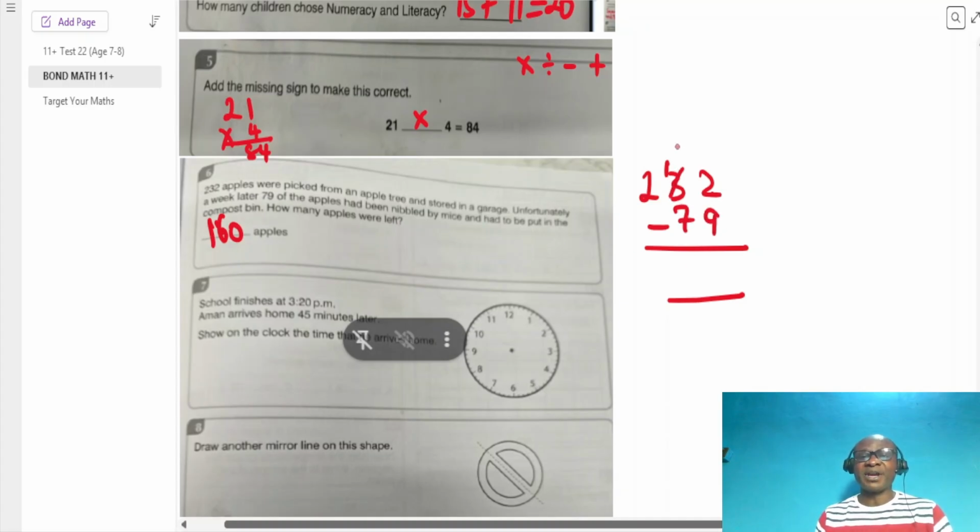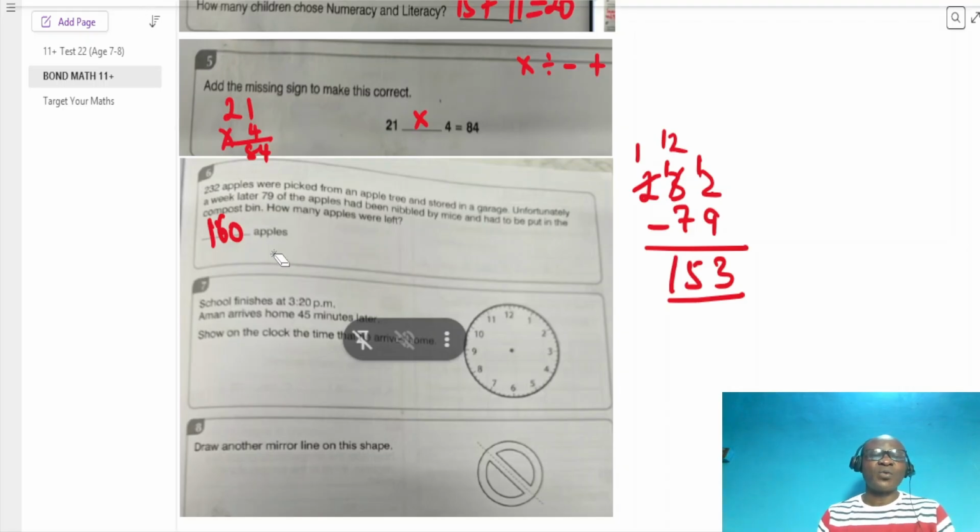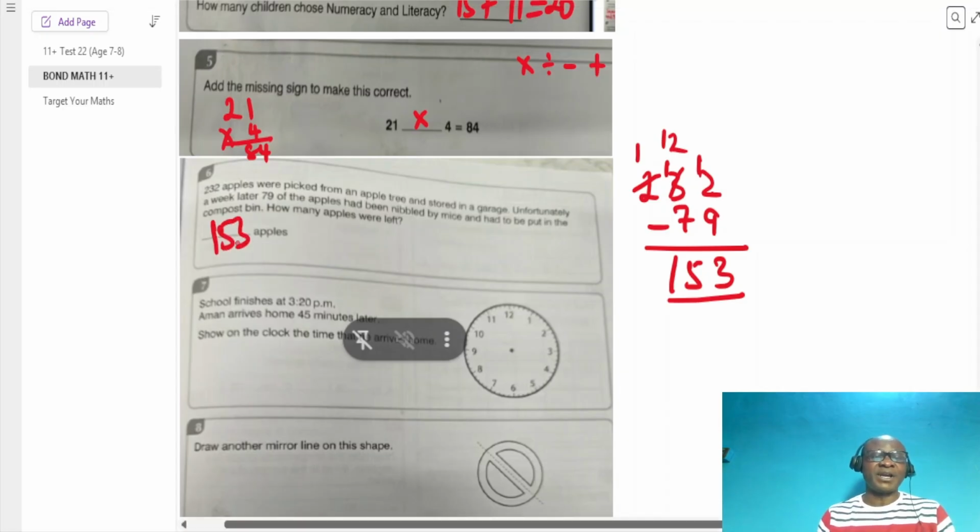Borrow 1 from 3, it will remain 2. Put it on 2, it becomes 12. 12 take away 9 gives us 3. Borrow 1 from 2, remain 1. Put it on 2, that is 12. 12 take away 7 is going to give us 5. Then bring down 1. So the number of apples left will be 153. Excellent. 153 is remaining. Let's go to the next question.